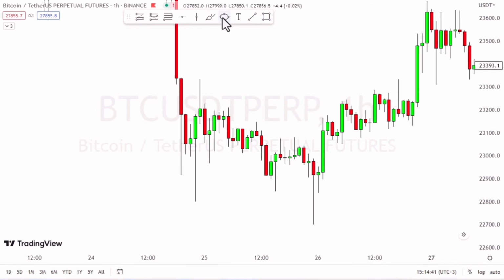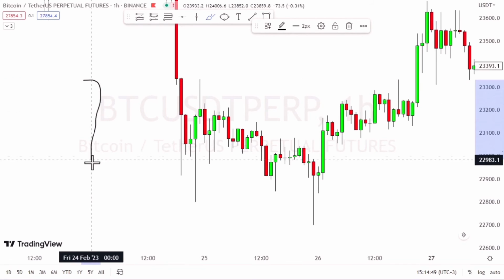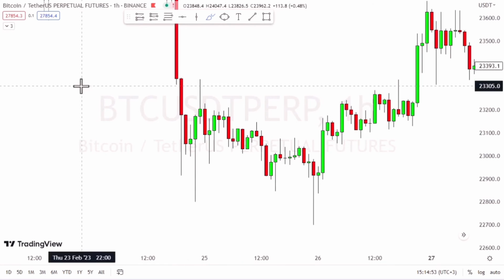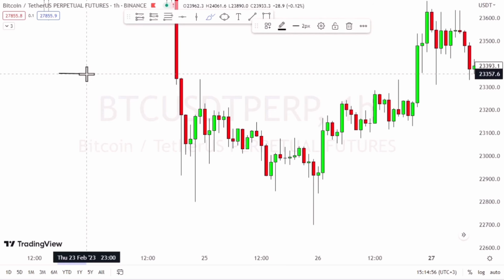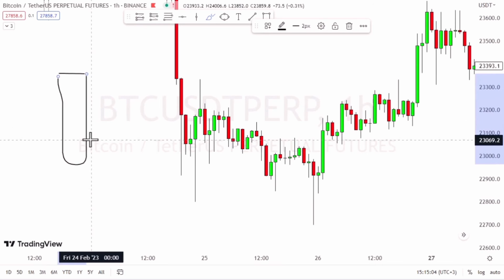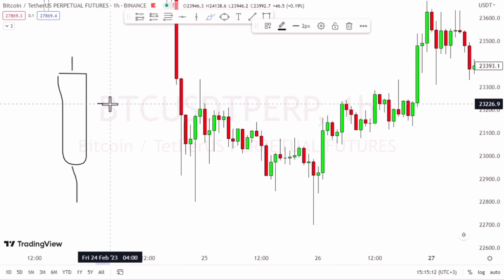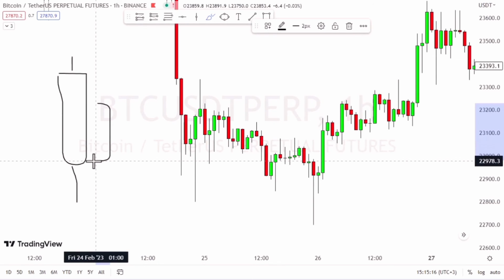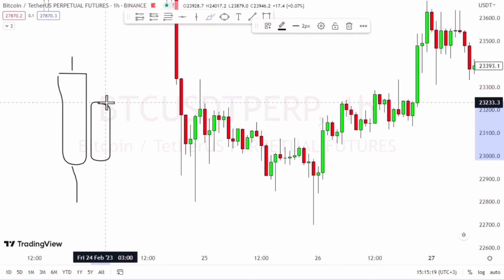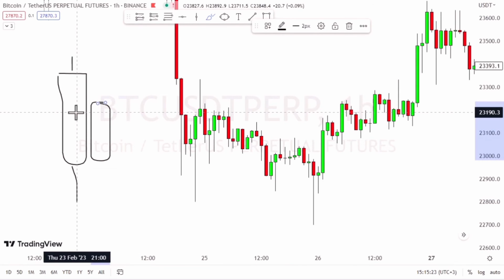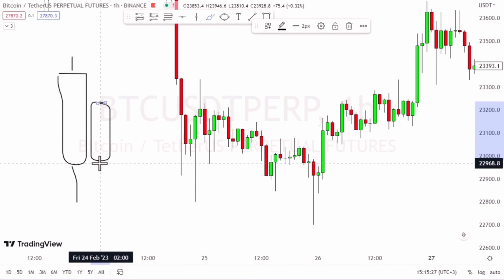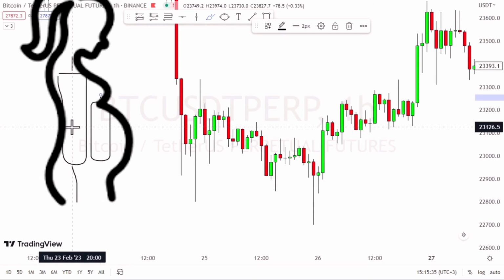So what is a Harami? I told you before, but why do we really call it Harami? Because it's like a pregnant lady. If you just imagine this as a candle here, so this is our bearish candle going down, then it has wicks like this. The next candle must be within this candle, but the main difference with the engulfing is that in engulfing, this right candle must be bigger than this one, and the wicks were not important. But in Harami, all the range of the next candle must be within the body of the previous candle.